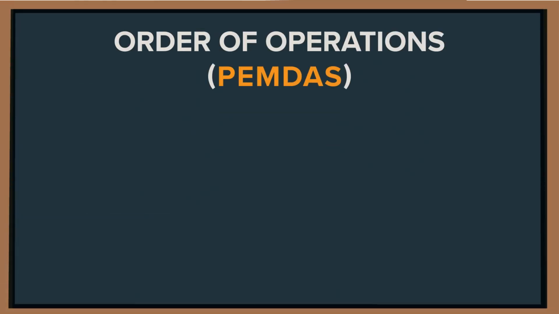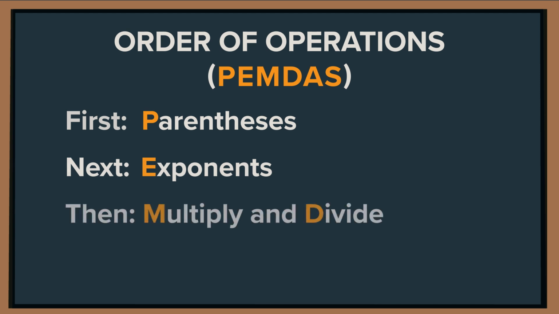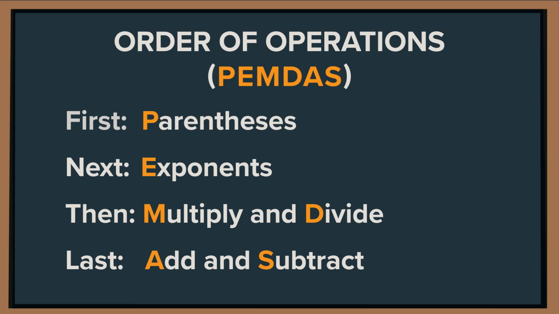Mathematicians have set up a set of rules called the standard order of operations. And here are the rules. If there's more than one operation, first perform any operations in parentheses. Next, work with exponents. Then multiply and divide. And finally, add and subtract.